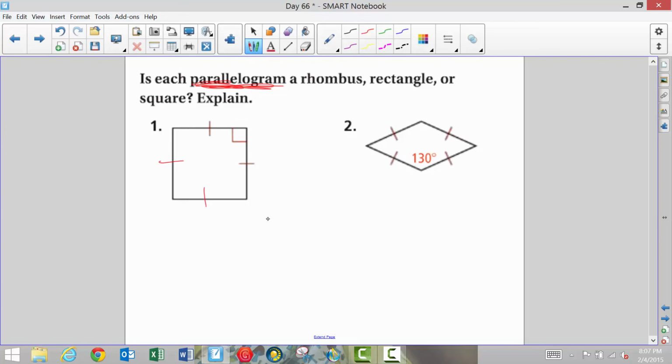Property of a parallelogram. Opposite angles are equal. So if this is 90, over here is 90. Another property of a parallelogram, that consecutive angles have to equal 180. So consecutive angles A and B have to equal 180. So if this is 90, this is 90. So it's still a parallelogram. I also know that this is 90. So if I have all 90-degree angles and all sides are congruent, I know it's a square.